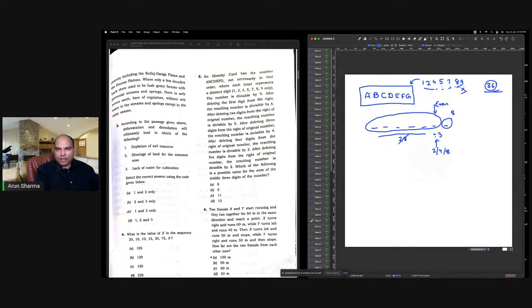What is very clear at this point with this analysis, and please remember, CSAT is a 1.5 minute per question exam. 80 questions, 120 minutes. So in that context, this is a long question. Anybody solving this paper, if you're aiming for 33%, you should essentially leave this question.